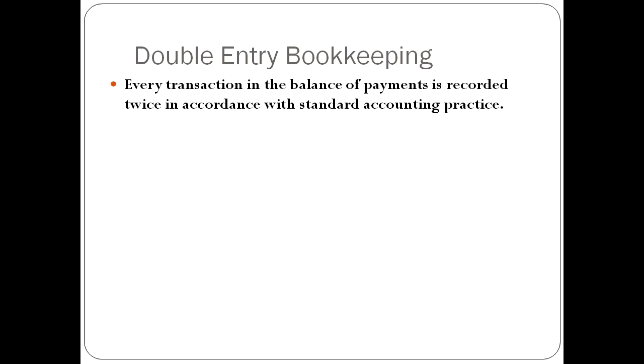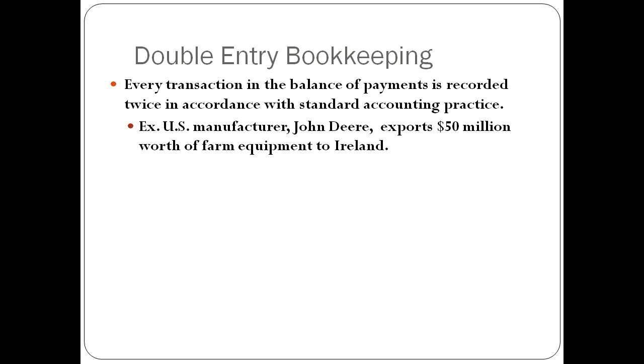Alright, so let's talk about double entry bookkeeping. Every transaction in the balance of payments is recorded twice in accordance with standard accounting practice. So for example, a U.S. manufacturer, John Deere, might export $50 million worth of farm equipment to Ireland. So that's going to be a credit of $50 million to the current account. We're looking at an export here. John Deere is exporting a good. They're sending out the good, they're bringing in the money. That money is under the current account.